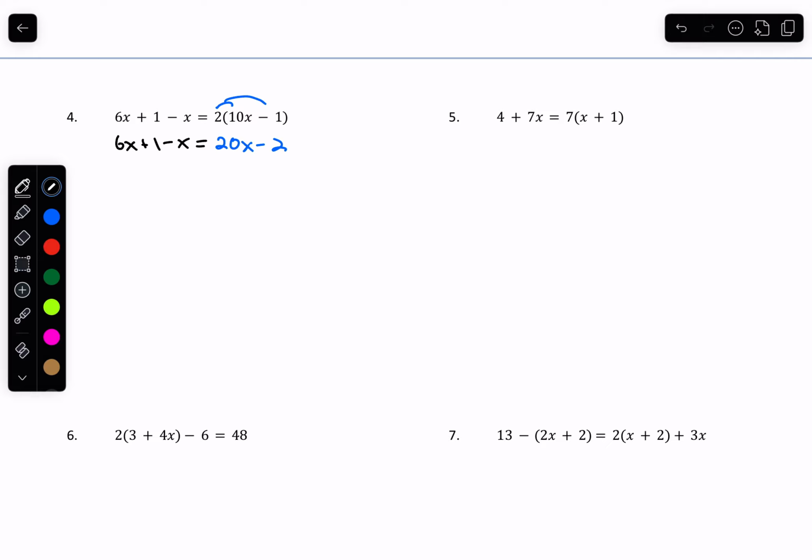In this next step, now I'm going to combine like terms. So on the left side, 6x minus x is going to give me 5x, and I still have that plus 1 there.